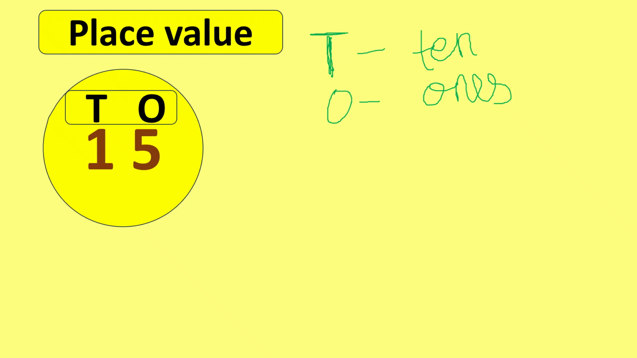Just repeat it with me, because of that your mind makes more sense about it. So O stands for ones and T stands for 10. It's easy now. Look at here, T is here and T is here. So T stands for 10. O stands for ones.